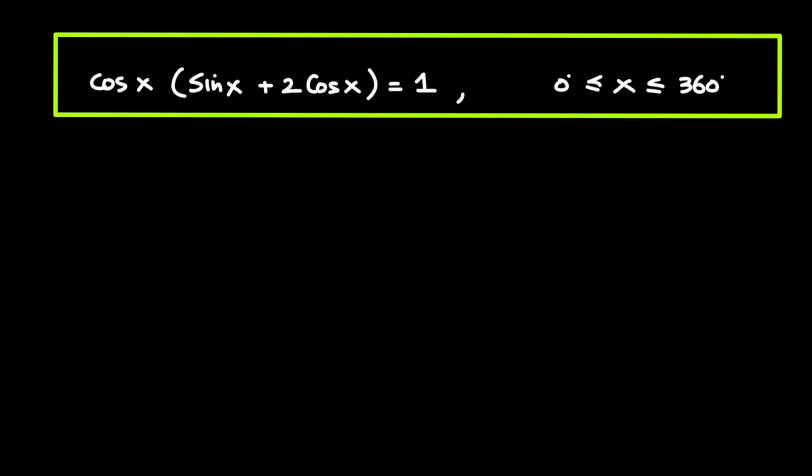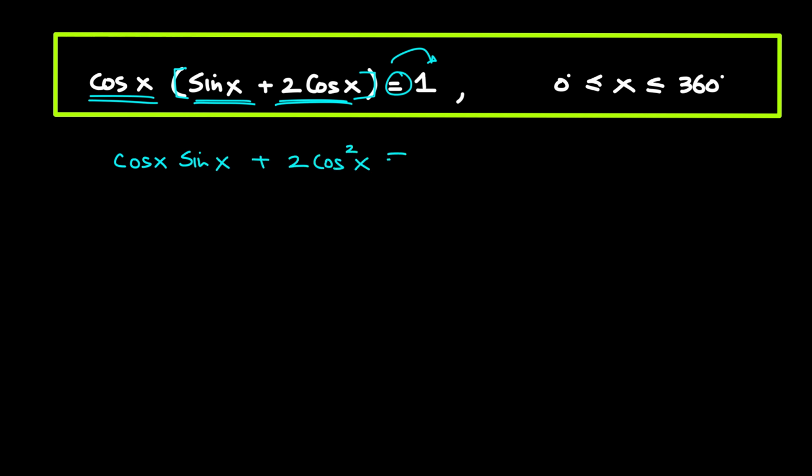Let's move to the last question. Cosine x is on the outside. Inside the bracket, we have sine x plus 2 cosine x, bracket closed, equal to 1 on the right hand side. We first have to open up the bracket. So cosine x sine x plus 2 cosine square x equals 1. That is the first step.